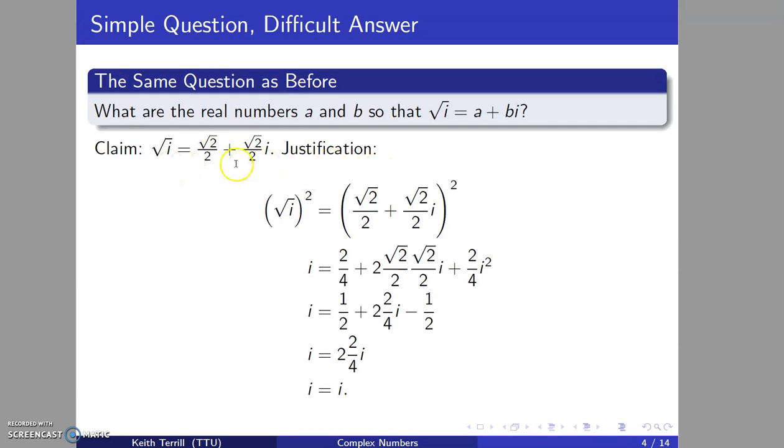But this seemed like it was pulled out of the blue. How in the world would we possibly be able to decide how to get here from just starting at i? And to answer that question, we are going to have to do some constructing.